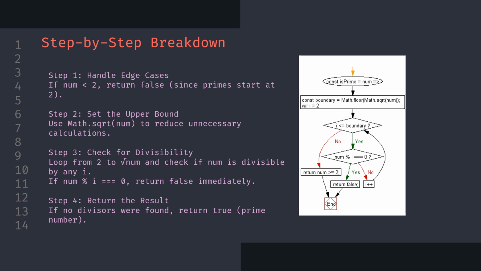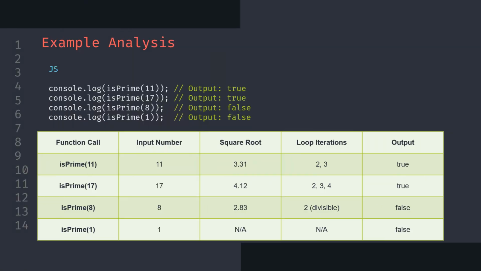This approach ensures we only check necessary numbers, avoiding unnecessary iterations. The square root optimization makes it significantly faster than brute force methods. This method correctly identifies prime numbers while minimizing iterations. For example, 17 only requires checking up to 4 instead of numbers up to 17.